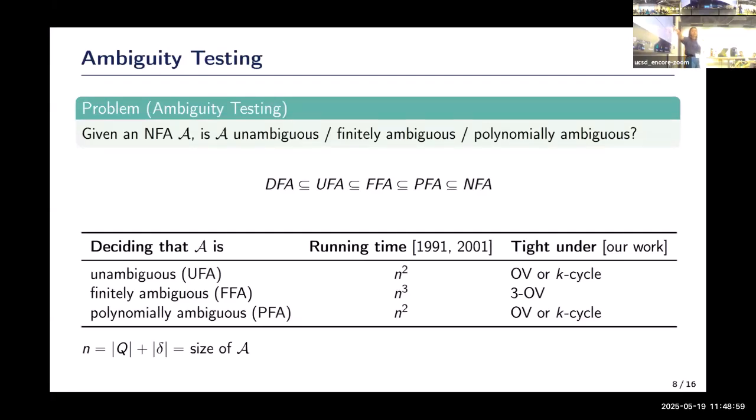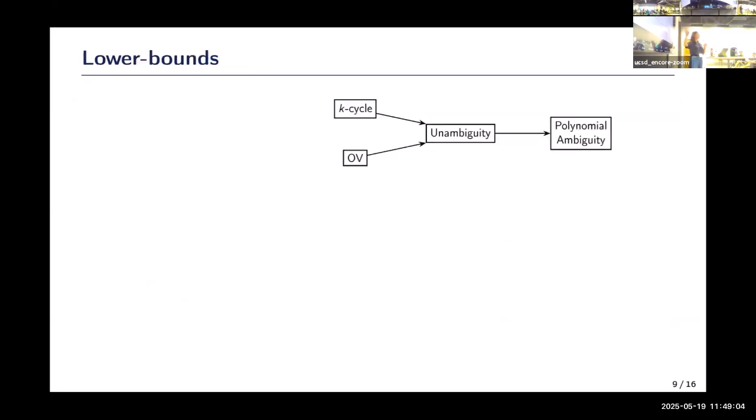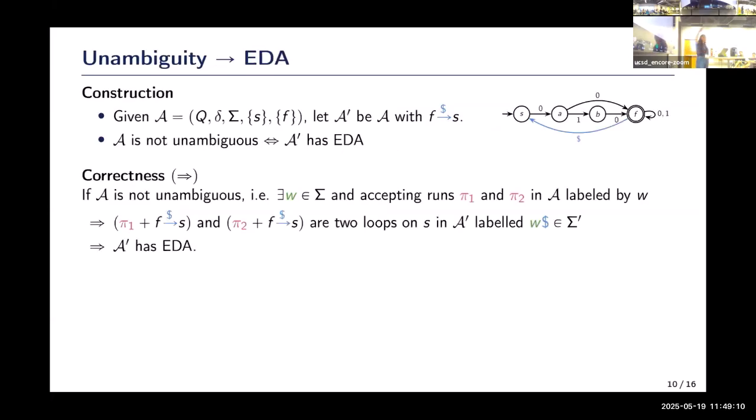Okay. So now I'm going to show you that unambiguity testing reduces to polynomial ambiguity testing. And polynomial ambiguity testing, from the previous slides, means I'm checking if I have the EDA property or not, right? This construction is quite simple. I'm given an NFA and I want to check if it's unambiguous. To do so, I'm just going to add a feedback loop from the final state to the starting state that reads some new letter, let's say dollar. And I'm going to ask if this augmented automaton has the EDA property. I claim this is equivalent to the original automaton not being unambiguous.